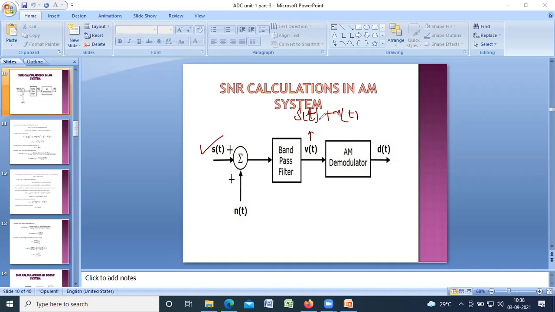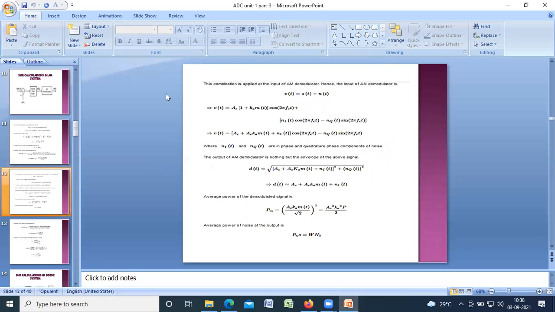S of t is already defined. That is the standard equation of AM wave. We have already written this relation in your notebook. That is S of t is equal to Ac [1 plus ka m of t] cos 2 pi fct. Please wait. Have you noted this V of t is equal to S of t plus N of t? Okay. Now what is S of t? That is your standard equation of amplitude modulated wave, that is Ac [1 plus ka m of t] into cos 2 pi fct.